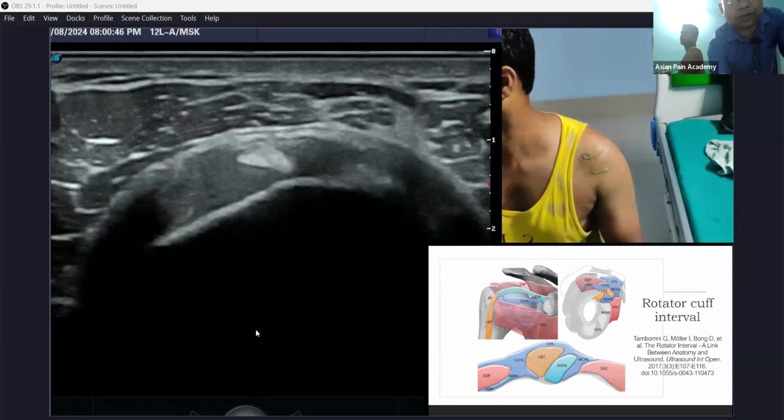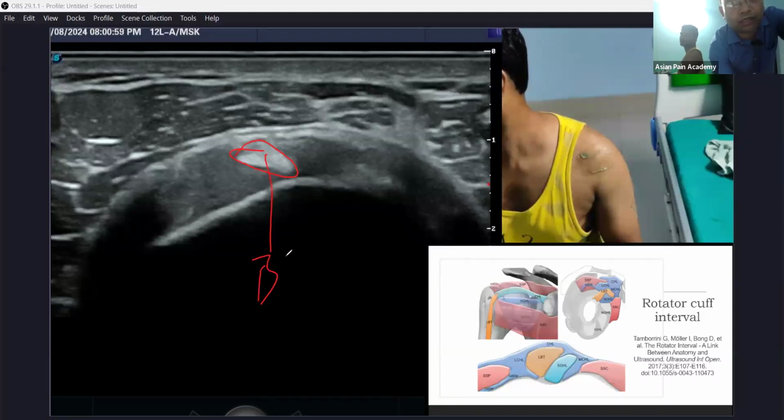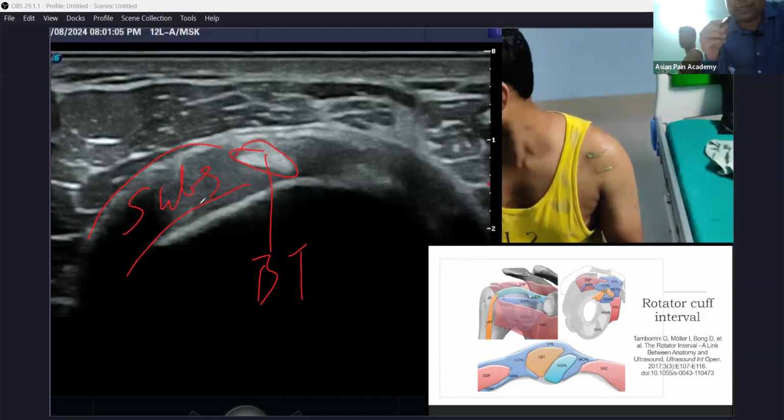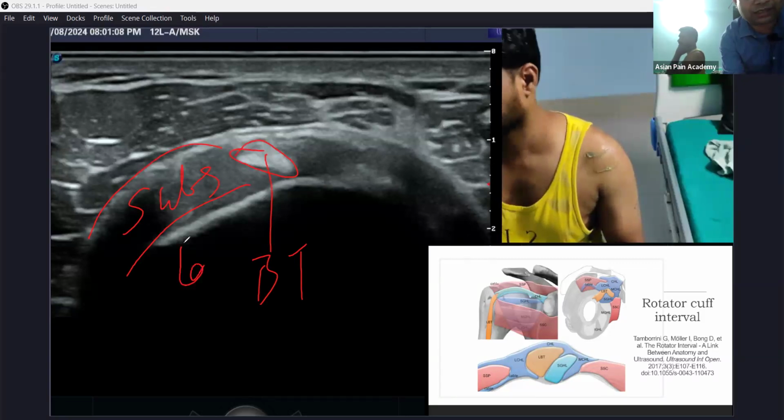Of course, this muscle will not be in the short axis view, this is in the long axis view. So annotate. This one is the biceps tendon, you already understood, and this is subscapularis, this subscapularis in a long axis view.